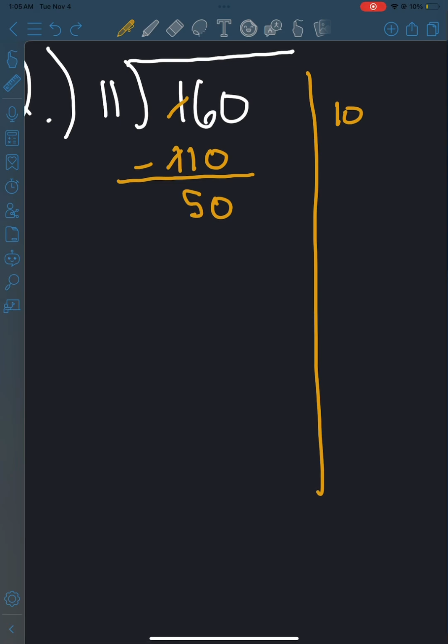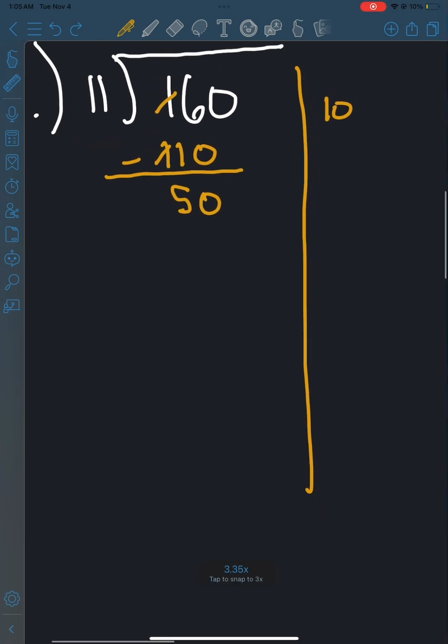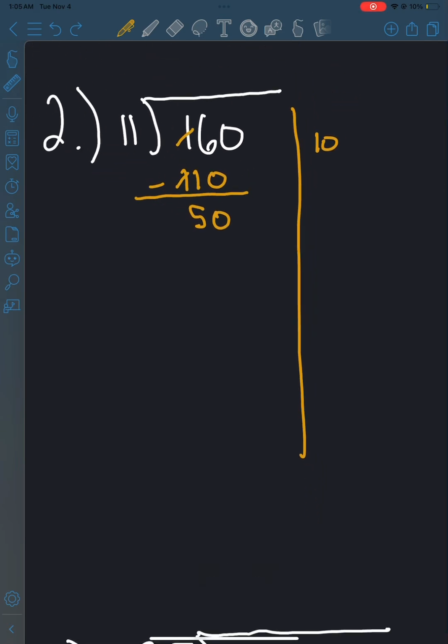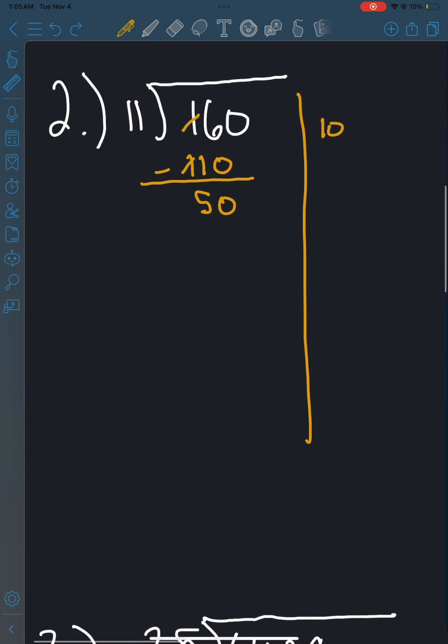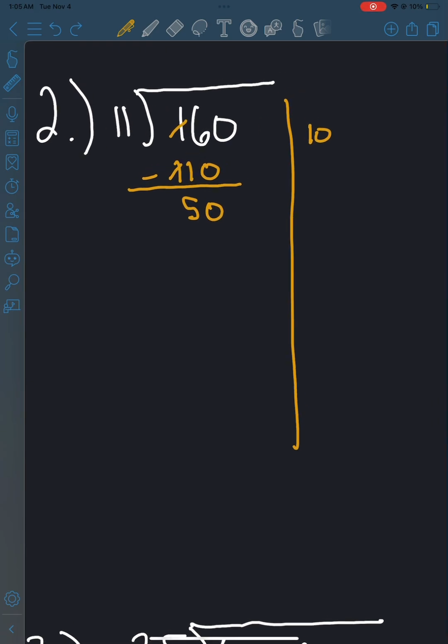Now, how many times can we put 11 into 50? If you don't know your facts super well, another one you can do is 2. So 11 times 2 is 22. That gets us kind of close. Is that super close to 50? No. What if we doubled this? So what's 11 times 4? 44. That's pretty close. I like that. So we're going to put 11 into here 4 times.